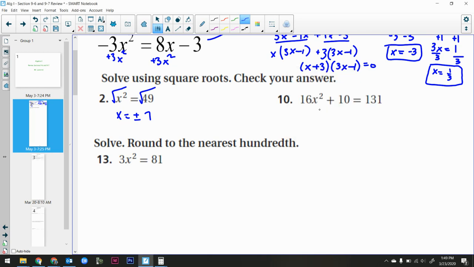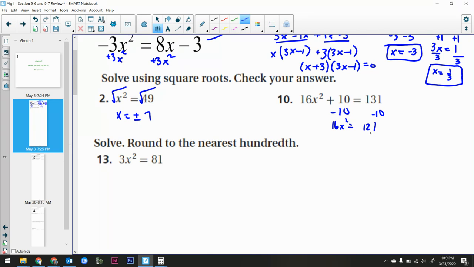Okay. All right, so we've got here 16x squared plus 10 is equal to 131. How do I know I can solve by using square roots here? There's no b term. What do I mean by that? There's no just x term. All I see is an x squared and numbers, no x's. So I subtract the 10 to both sides. Okay, we get 16x squared is equal to 121.